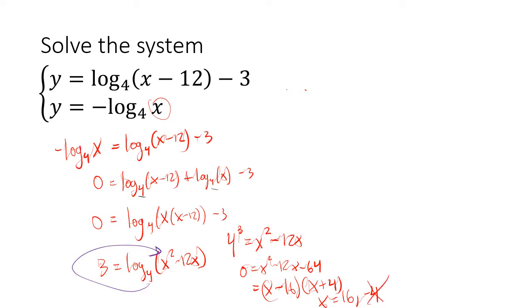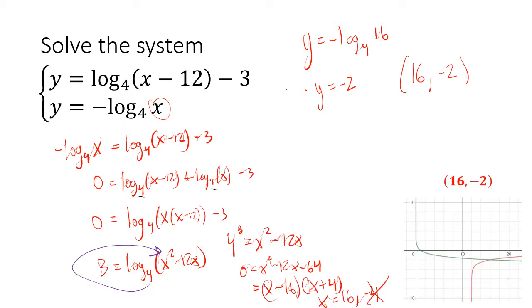And in that case, if y is equal to negative log base 4 of 16, because we said x is 16, well, log base 4 of 16 is 2. So y is equal to, 4 to what power gives you 16? 2, so negative 2. So the answer to this then is 16, negative 2. That was not an easy problem. You have to know logarithms to do it, or you could have just graphed it, and you would find that there is only one intersection point on those graphs.